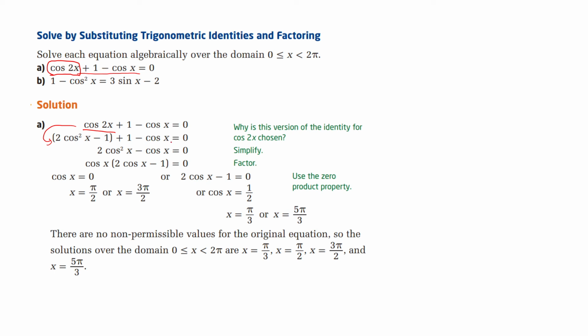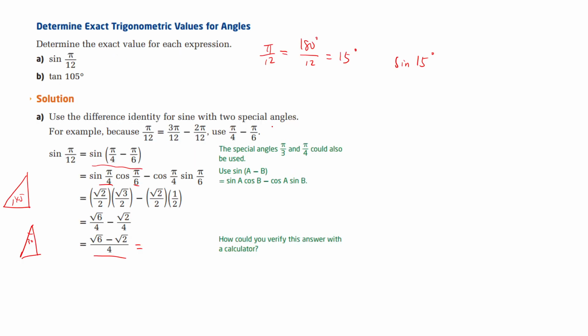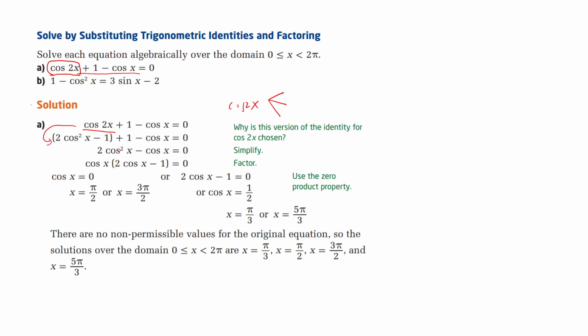Why was cosine 2x chosen? Because cosine 2x can change into 3 different forms, as in our previous examples. Here, because we have a cosine x, after some variation we have a grade 11 quadratic function that we can solve. Then we factor it and get cosine x equal to either 0 or 1/2.